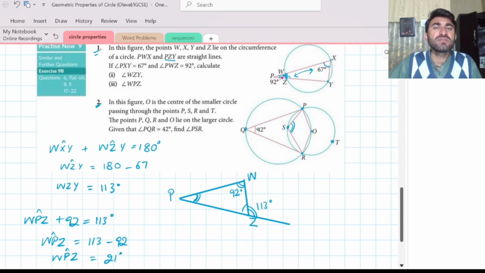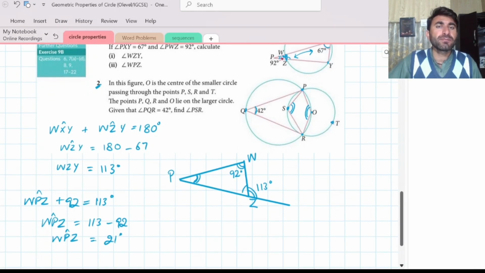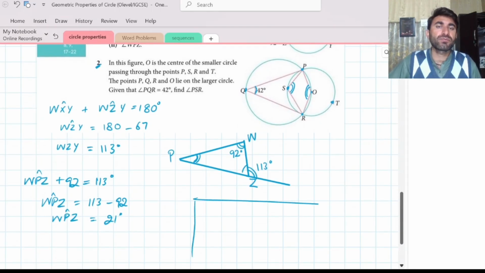And as we are given angle PQR in the larger circle, we can definitely figure out the angle opposite to it, because PQRO, these 4 points lie on the circumference of the larger circle and it becomes a cyclic quadrilateral. So angle POR shall become 180 minus 42, and that is 138 degrees. So that is the value of angle POR.